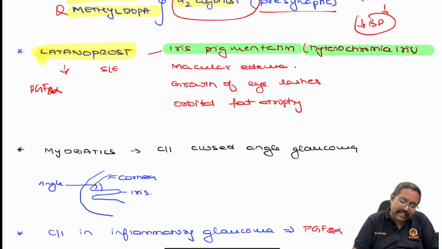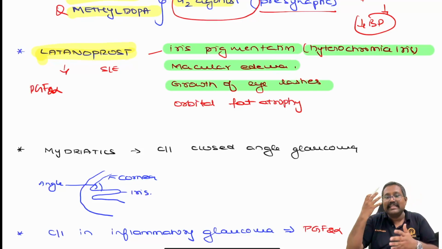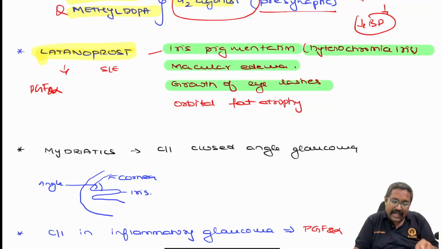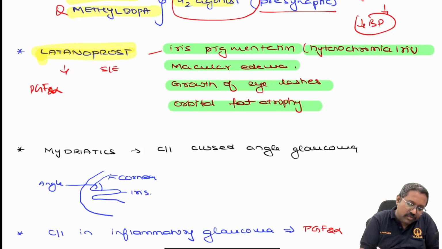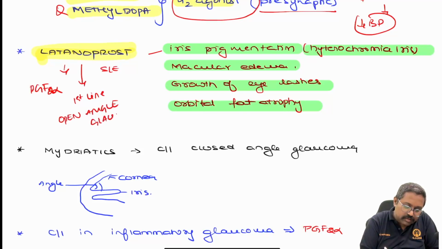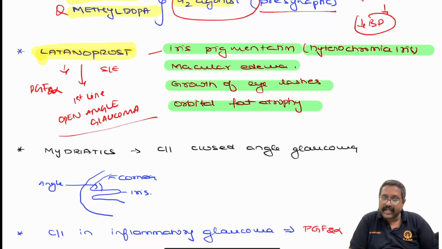There can be hypertrichosis, there can be macular edema, there can be an increase in the growth of the eyelashes, and there can be orbital fat atrophy, which is seen with latanoprost. And one more thing you should remember is that latanoprost is the first line drug in the treatment of open angle glaucoma. It is the first line drug in the treatment of open angle glaucoma.